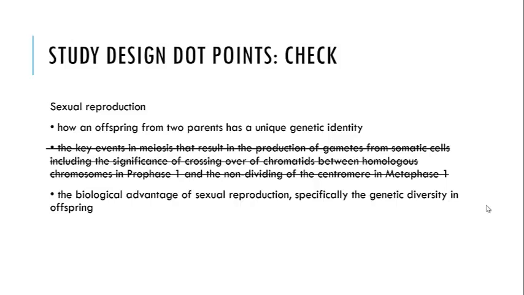So a quick check off. The key events in meiosis that result in the production of gametes from somatic cells, including the significance of crossing over of chromatids between the homologous chromosomes in prophase 1. So in prophase 1, that's where we're crossing over. And we're not dividing the centromere in metaphase 1. Remember, we're pulling back those pairs in metaphase 1. We split into single chromatids in metaphase 2 and anaphase 2.